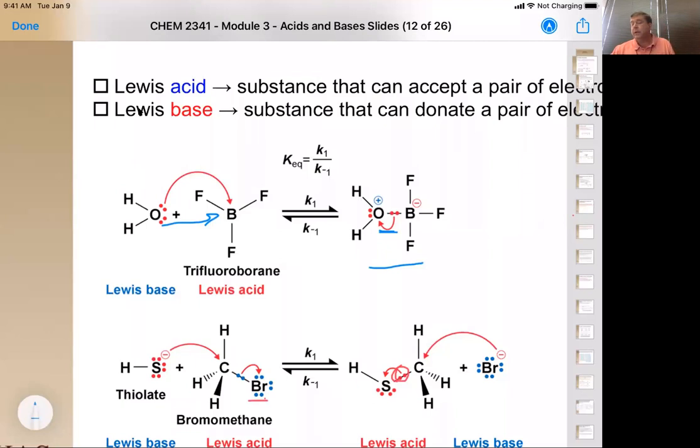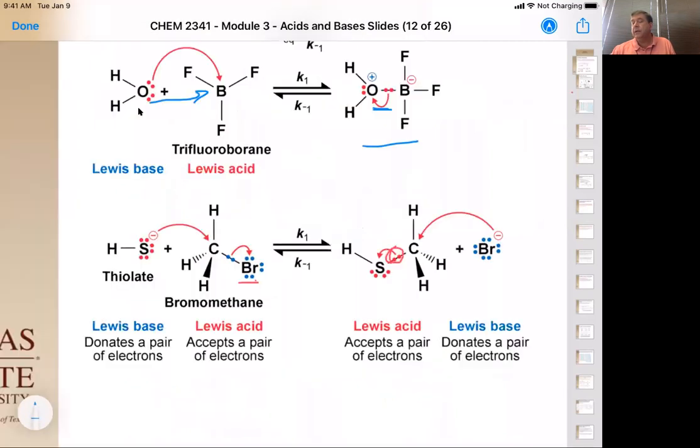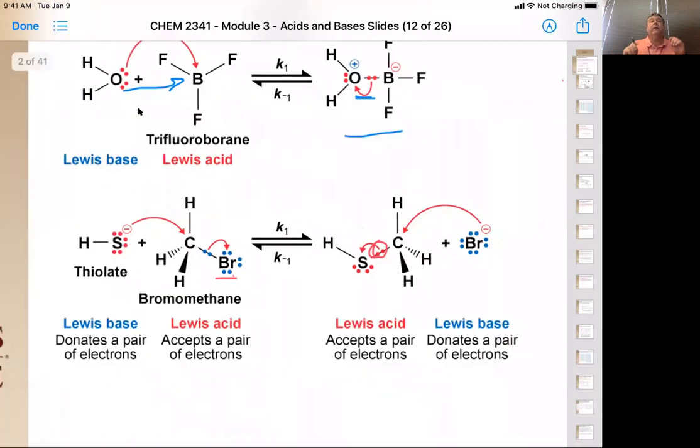All right, let's look at it in a different way. Let's look at it over here. And again, we have a Lewis base. Now, when you're looking for Lewis bases, look for the thing with a negative charge or lots of lone pairs. Those lone pairs can be donated to create a new sigma bond. Okay. Now, in this case here, we have our sulfur anion acting as our Lewis base. It's donating electrons to this carbon.